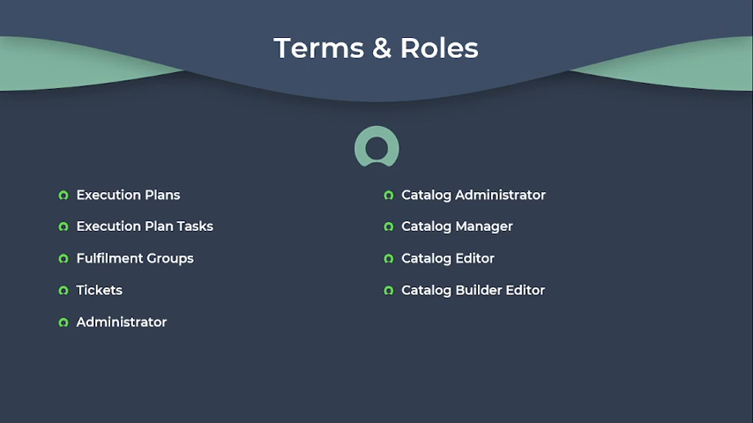Then catalog editor. Catalog editor can edit and update a service catalog as well as categories and catalog items within the catalog. The editor can assign other editors but cannot change the catalog manager. You can perform these actions only on catalogs for which you are assigned as the editor. Then catalog builder editor. Catalog builder editor can create and maintain items in the catalog builder using the templates that the user has access to. So these are the terms and roles.